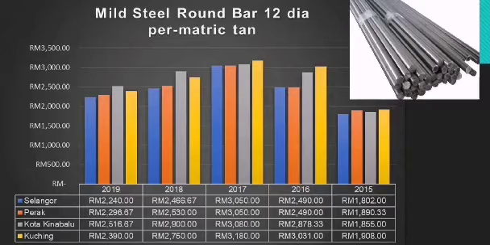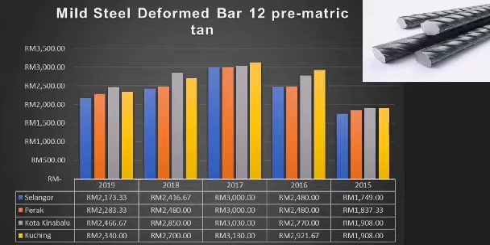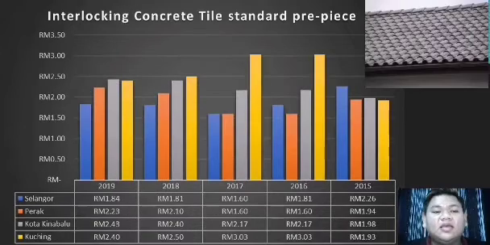Next slide is mild steel round bar per diameter per metric ton. You can see in 2019 Kota Kinabalu is more expensive compared with the 3 regions. This is mild steel deformed bar per diameter per metric ton. Here you can see Kota Kinabalu was the most expensive for mild steel material compared with the 3 regions: Selangor, Perak and Kuching. For roof material is interlocking concrete high standard per piece.